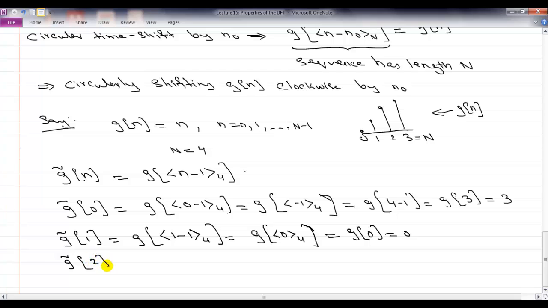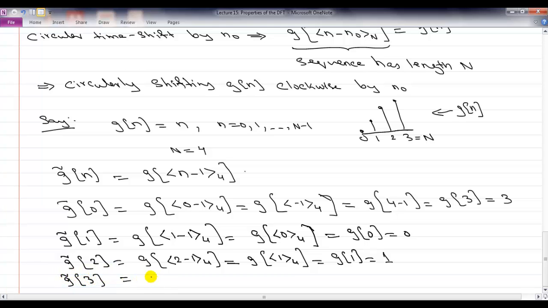Let's do G tilde 2. That is G of 2 minus 1 mod 4. That is G of 1 mod 4, and 1 mod 4 is simply 1, so that's G1 equals 1. And finally, G tilde 3 is equal to G of 3 minus 1 mod 4, that is 2 mod 4. Again, 2 is less than N minus 1, 2 is less than 3, I just get back G of 2, and that is 2.